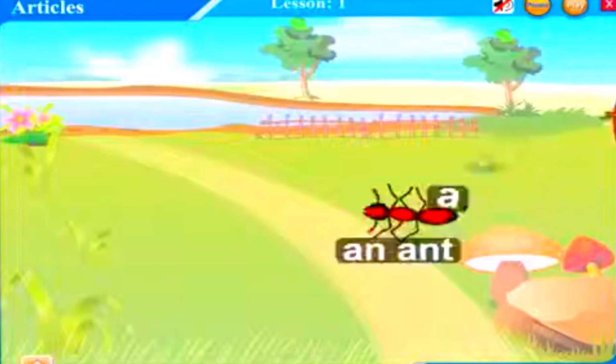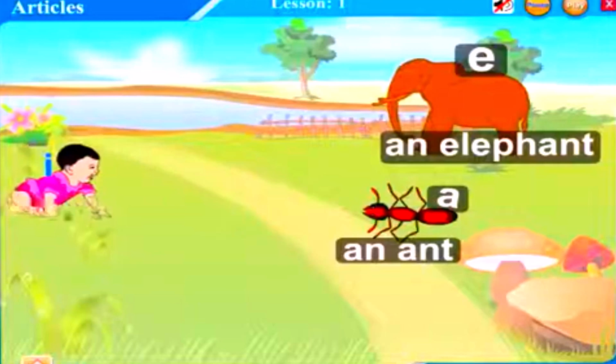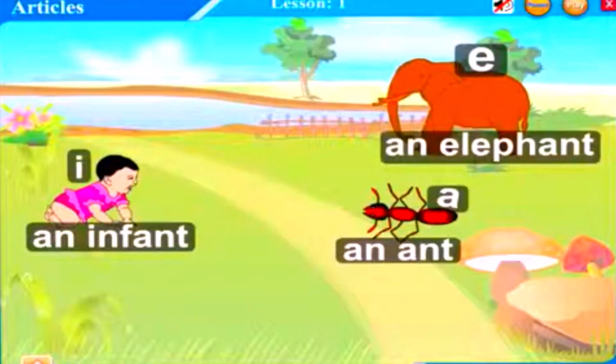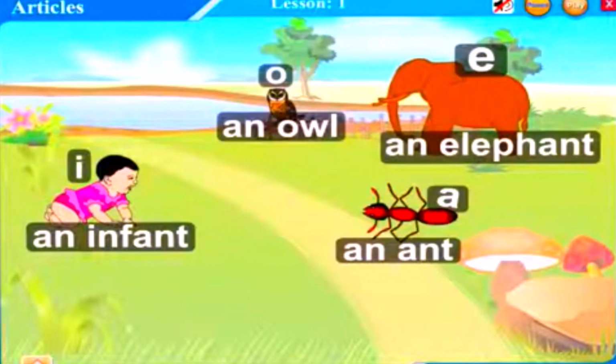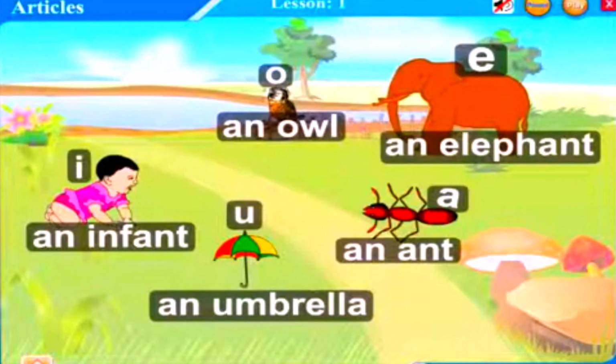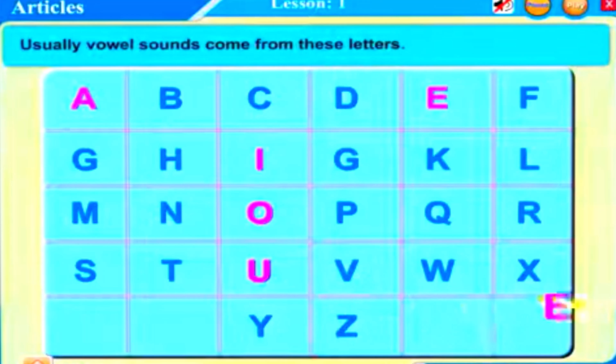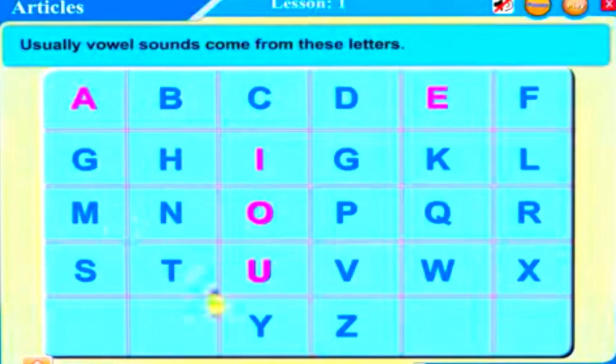A, an ant. E, an elephant. I, an infant. O, an owl. U, an umbrella. A, E, I, O, U.